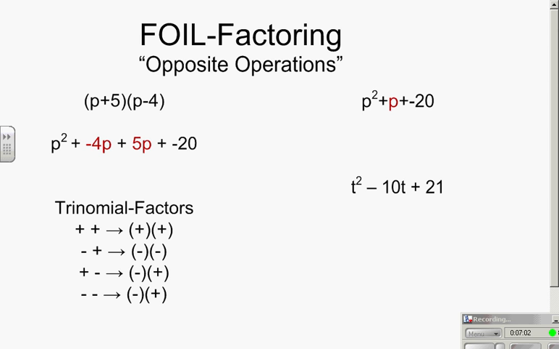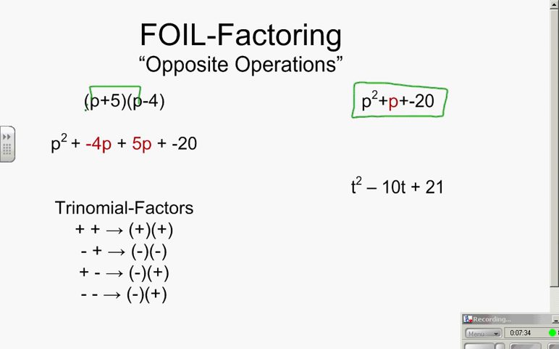Now, let's talk about this whole factoring trinomial thing. FOILing and factoring are opposite operations. They undo each other. So when we meet a trinomial, which has 3 terms, such as p squared plus p minus 20, we want to take it apart and find out what 2 numbers built it, what 2 ingredients went into it. So let's go over here and FOIL.